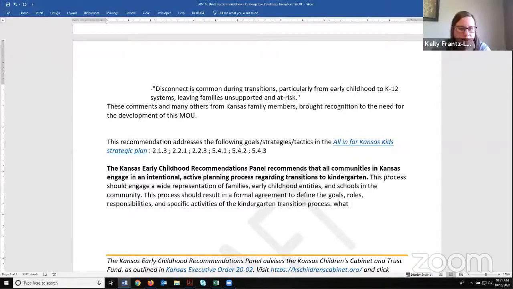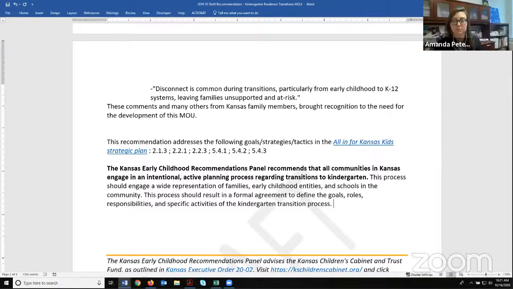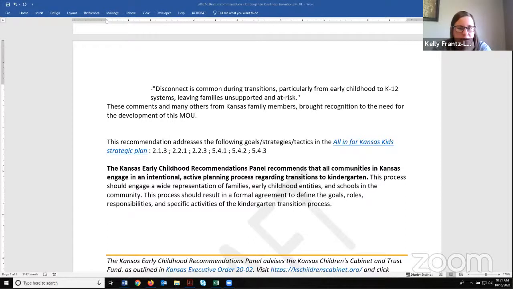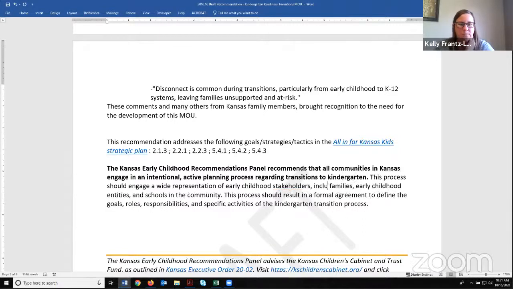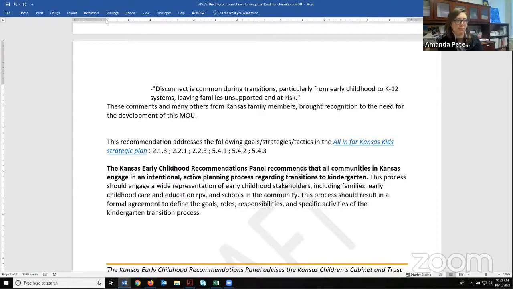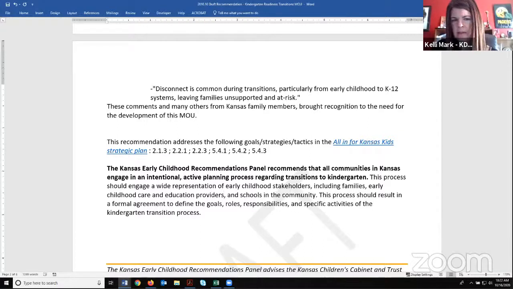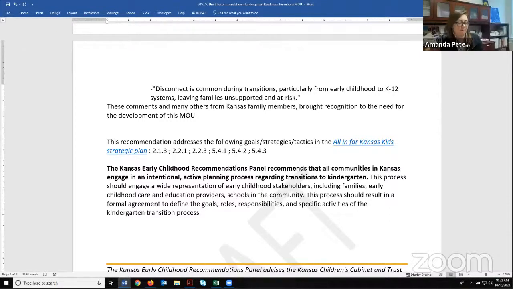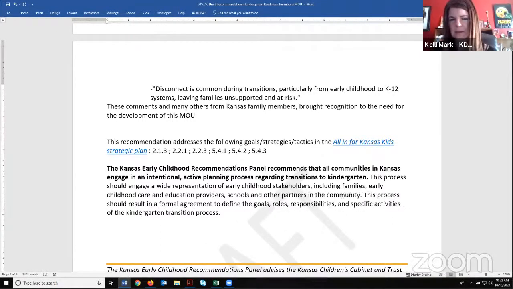This is Kelly France Langford. I'm wondering if in the previous sentence, maybe this is where we include early childhood stakeholders. So this process should engage a wide representation of early childhood stakeholders, including families, schools, etc. Including families, maybe early childhood care and education providers. And then I think it's important to add et cetera after schools, so we're not thinking we've got families, early childhood care and education, and schools, and we're done. We can just wrap it all up with partners. Do we like other partners? Yeah.